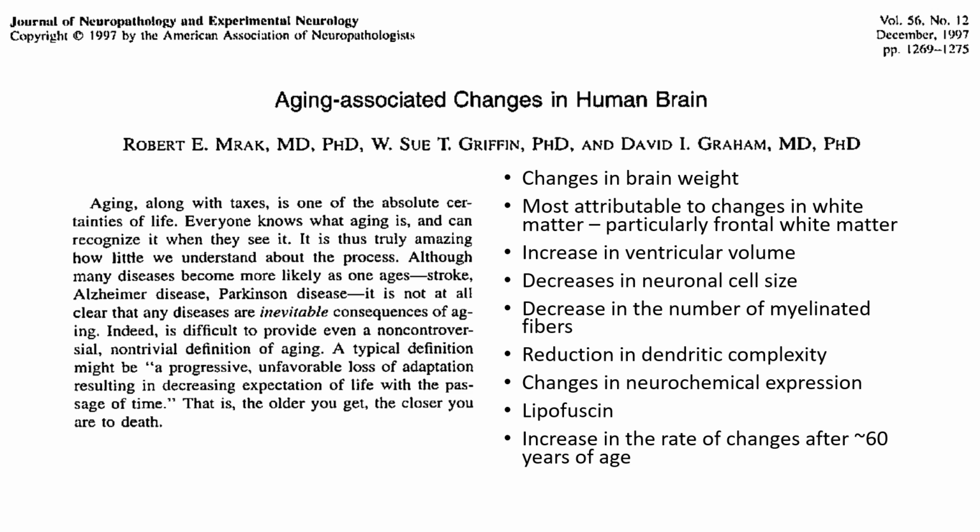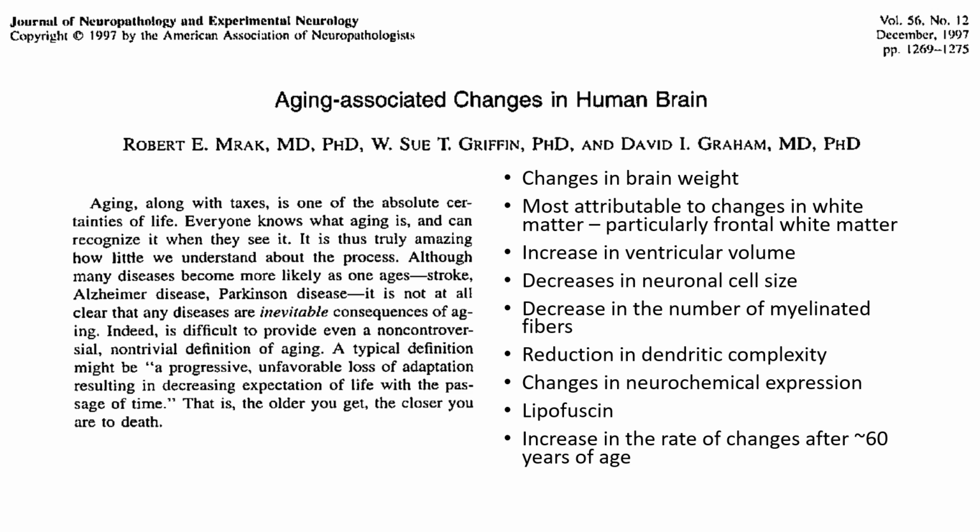However, then, as now, it was not particularly clear how to define aging and what the boundary between age and disease is. The introductory paragraph of this review from Mrak and colleagues demonstrates the sentiment at the time. Aging, along with taxes, is one of the absolute certainties of life. Everyone knows what aging is and can recognize it when they see it. It is thus truly amazing how little we understand about the process. Although many diseases become more likely as one ages, stroke, Alzheimer's disease, Parkinson's disease, it's not at all clear that any diseases are inevitable consequences of aging. Indeed, it is difficult to provide even a non-controversial, non-trivial definition of aging. A typical definition might be a progressive unfavorable loss of adaptation resulting in decreasing expectation of life with passage of time. That is, the older you get, the closer you are to death.